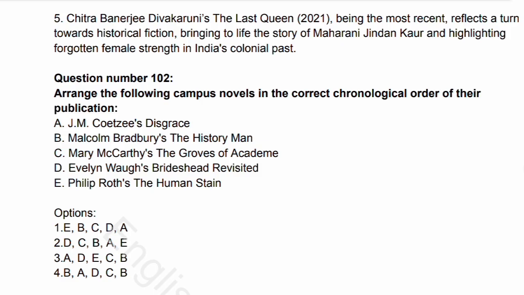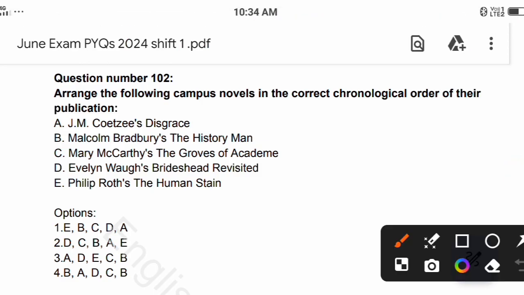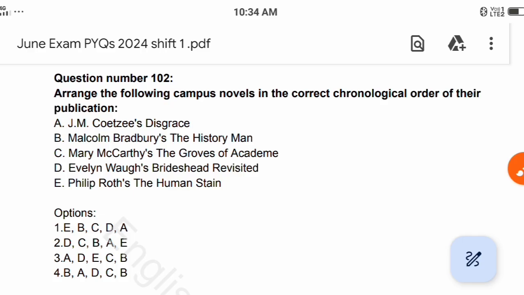What could be the correct answer? You have to arrange these campus novels in the correct chronological order of their publication. That means which were published first and then later on. So the correct answer of this question is going to be option 2. That means we have to arrange first Brideshead Revisited, second The Groves of Academe, third The History Man, then A, Disgrace, and the last one you have to arrange The Human Stain. Let's see the correct option with the year.